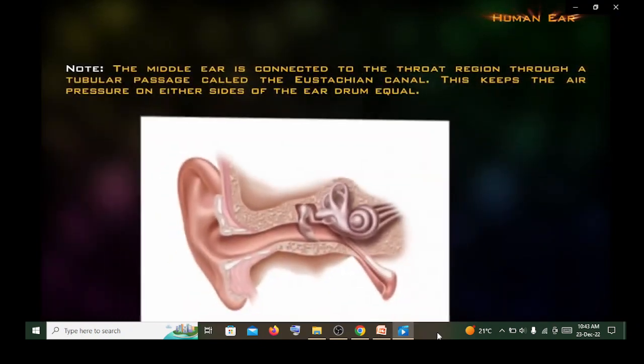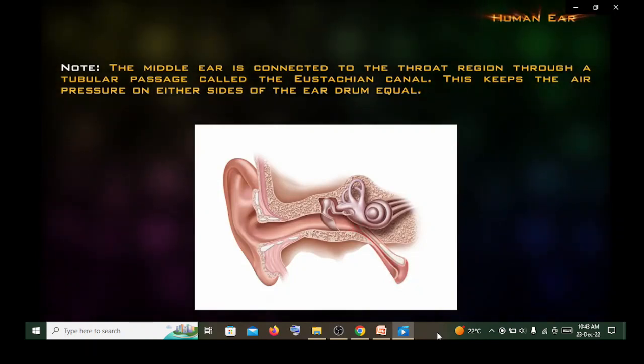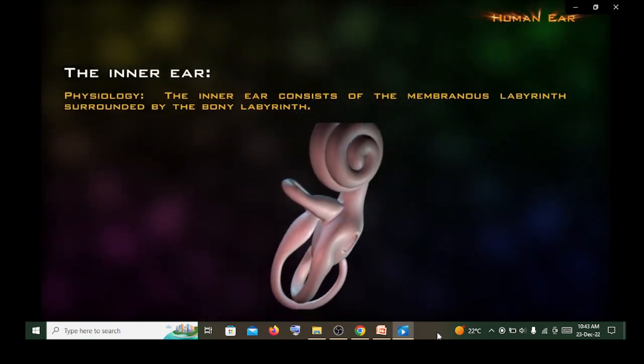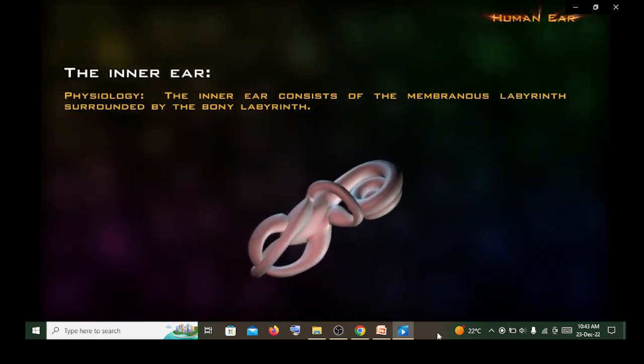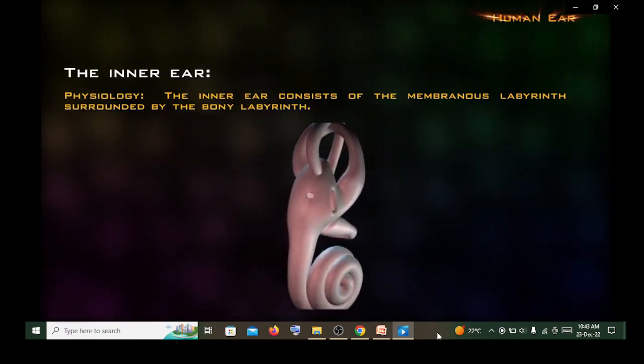The middle ear is connected to the throat region through a tubular passage called the eustachian canal. This keeps the air pressure on either side of the eardrum equal. The inner ear. Physiology. The inner ear consists of membranous labyrinth surrounded by the bony labyrinth.